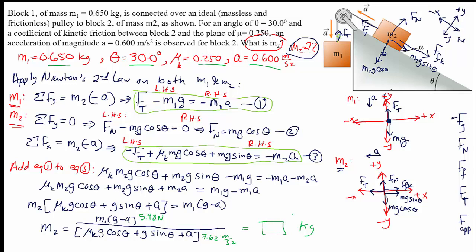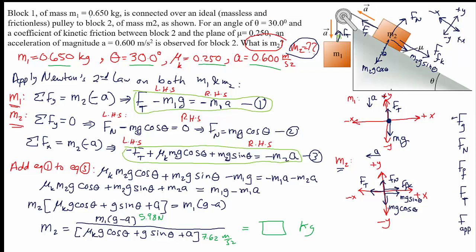Now, if you're asked to find the tension, you can go back to either one of those equations, plug in the values of m1 or m2, and you can solve for the tension. Actually, you can solve for the tension right now because we have m1, g, and a from equation 1. You can solve it directly without even the need to solve for m2. So we could have done that from the beginning. We could have just found the tension from equation 1 and then plugged it into equation 3 and solved for m2.